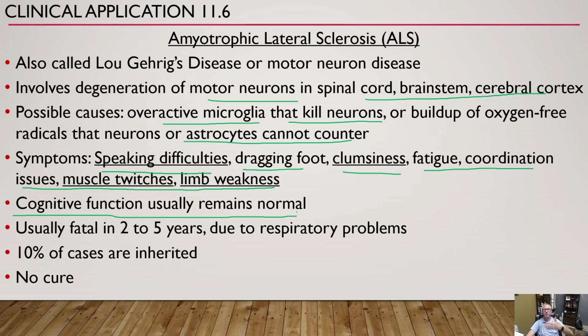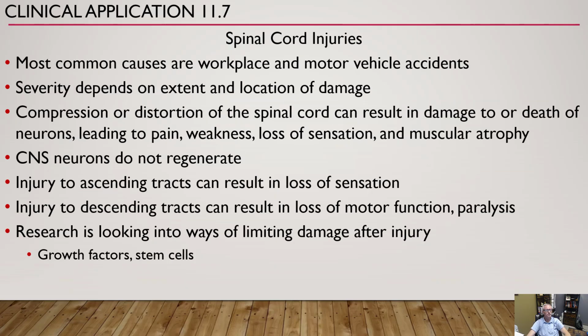As this disease works its way up, it's going to paralyze your respiratory system, and typically these people are put on a ventilator, and after that, they usually have about a 2 to 5 year lifespan. There is no cure for ALS. Remember, this is a central nervous system disease, and we can't regenerate central nervous system neurons.